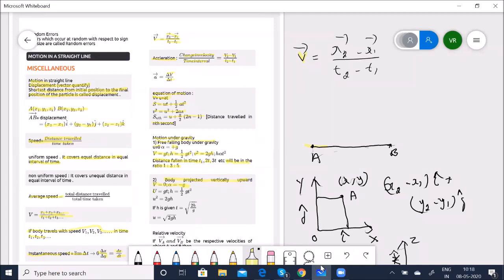Remember that. So v is equal to gt, h is equal to half gt squared, v squared is equal to 2gh. If the value of h is given, then t is equal to root of 2h by g, and v is equal to root of 2gh.